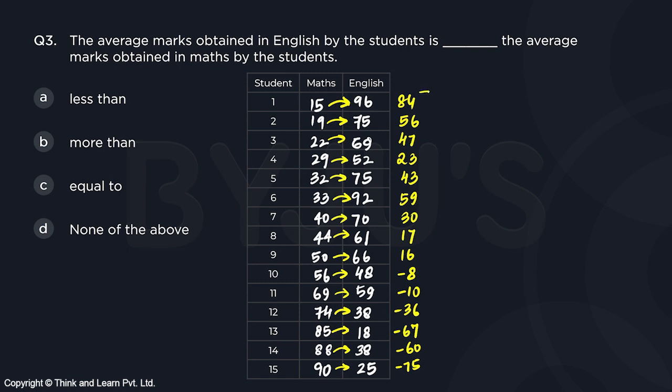So if you look at the increase component, this is way higher than the decrease component. That means English has overall more weightage, or the values are higher in English as compared to maths. So we do not have to calculate the average. Looking at this, we can say that the sum of the marks in English for these 15 students is way more than that of maths. So their average would also be more. So the answer is going to be option B.